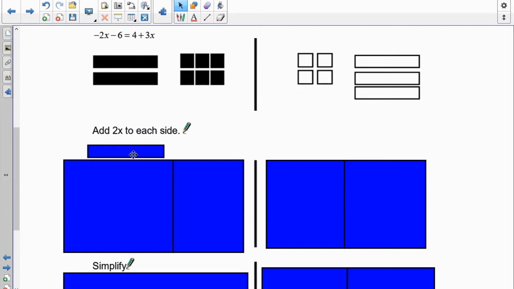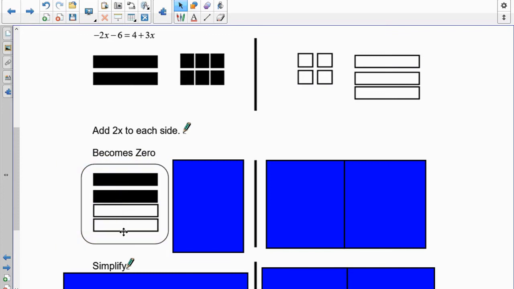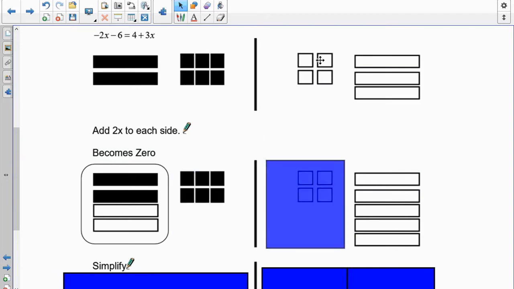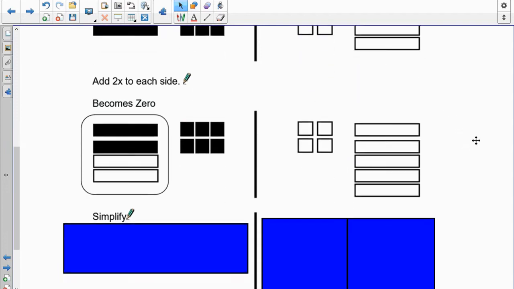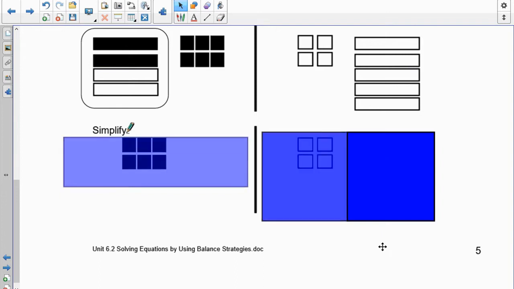Okay, so adding 2x to each side, I've now got negative 2x and positive 2x. This becomes 0. So now I don't have split variables anymore. Now all the variables are going to be over here. Now remember, I added 2x here, positive, so I add 2x here. So now I've got positive 5x on the right-hand side. Now the negative 6 we haven't done anything about, and of course the negative 4 we haven't done anything about. So when we simplify this, this is what we get.